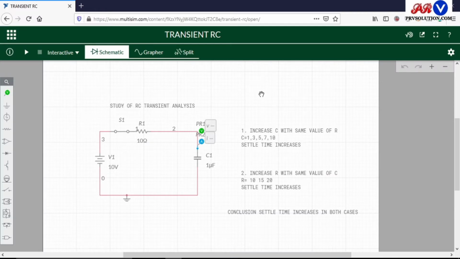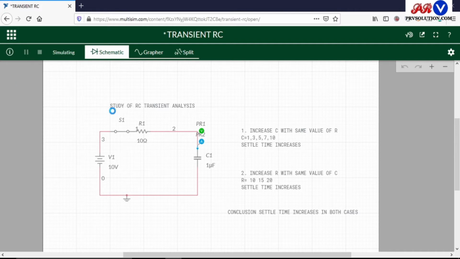I have designed an RC circuit to study the transient response. I am using a voltage of 10 volt, a resistance of 10 ohm and a capacitor of 1 microfarad. Firstly I will simulate this circuit. I will use transient analysis and simulate it.